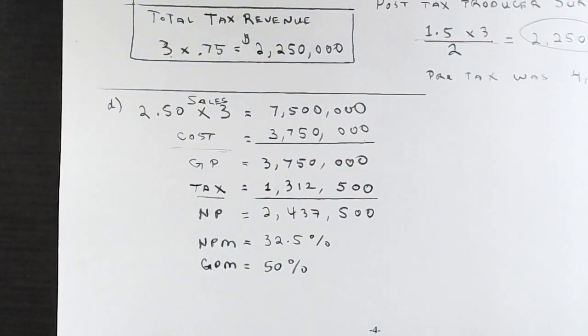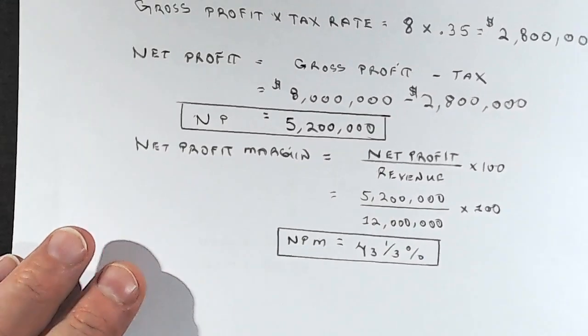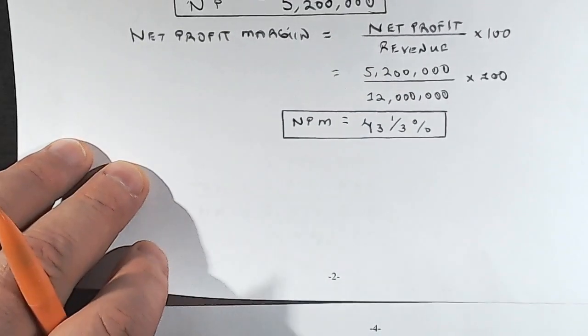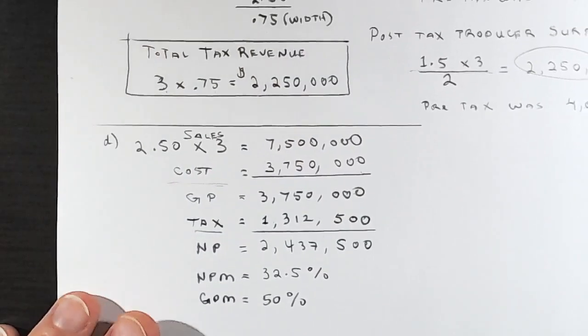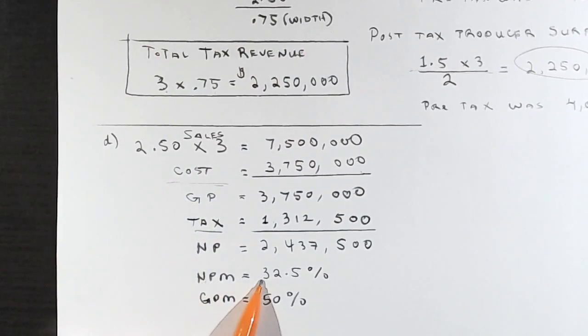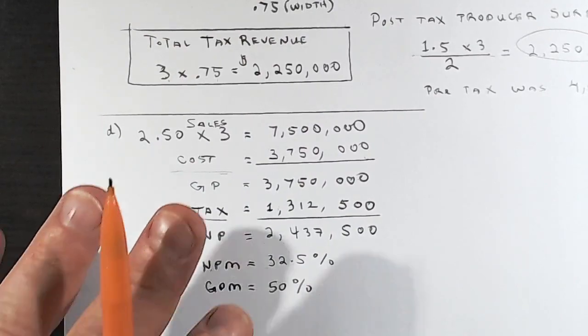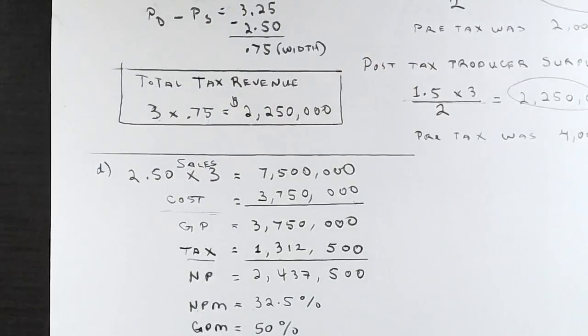Okay, remember before, we had a gross profit margin of 66 2/3% and a net profit margin of 43 1/3%. Well, now our net profit margin dropped to 32.5% and our gross profit margin dropped to 50%. Ooh, not good.